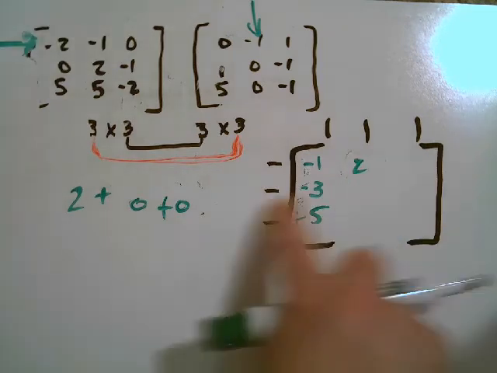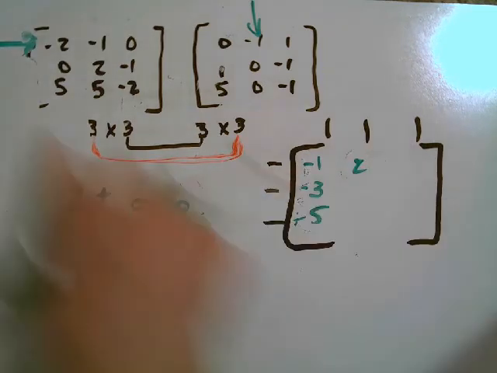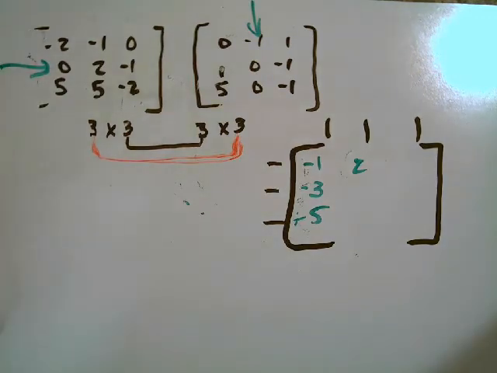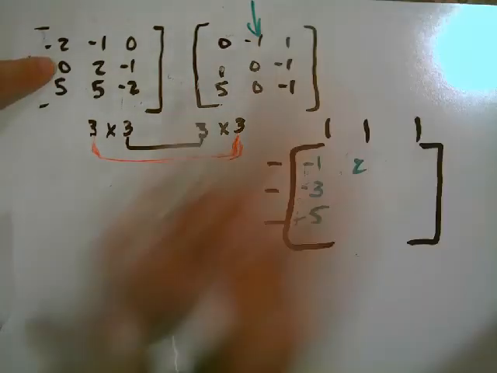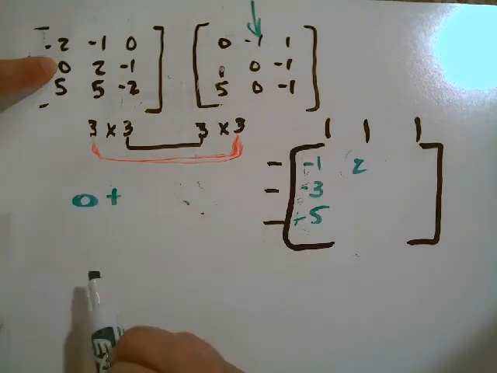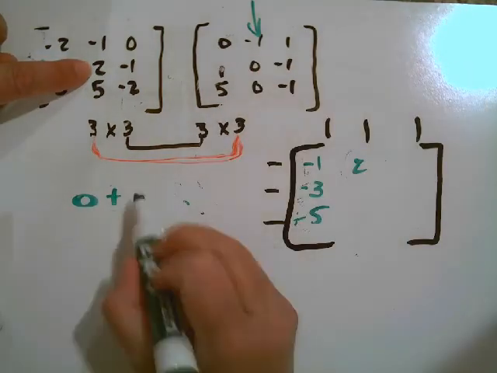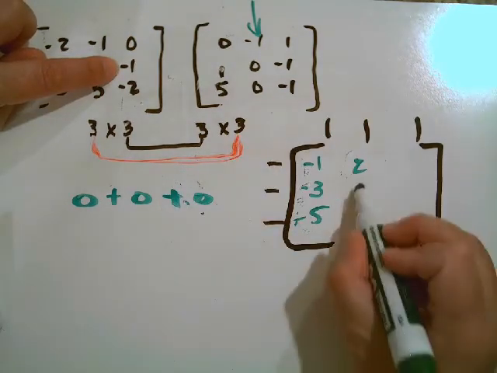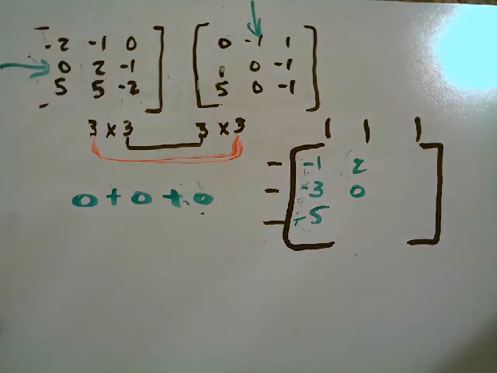This next spot is row 2, column 2. So I'm going to move to row 2, column 2. 0 times -1 is 0. 2 times 0 is 0. And -1 times 0 is 0. So 0 is in row 2, column 2.